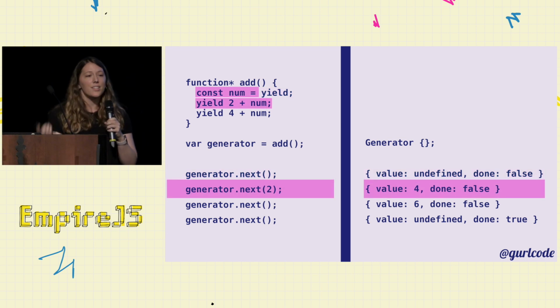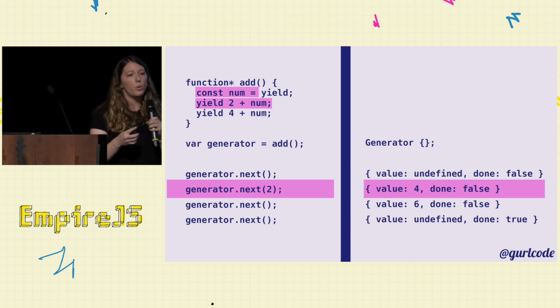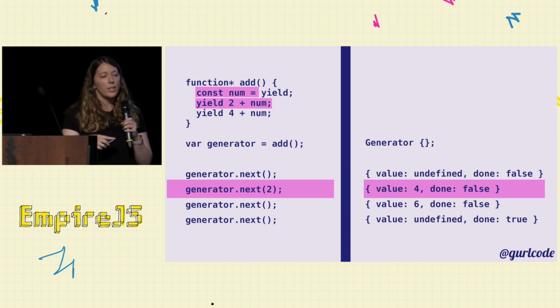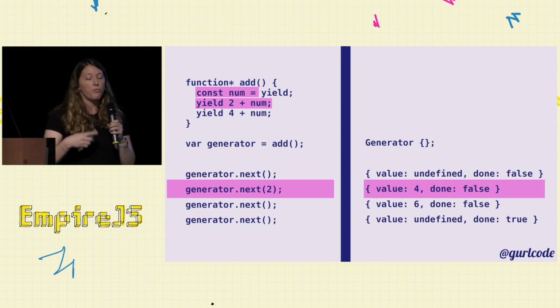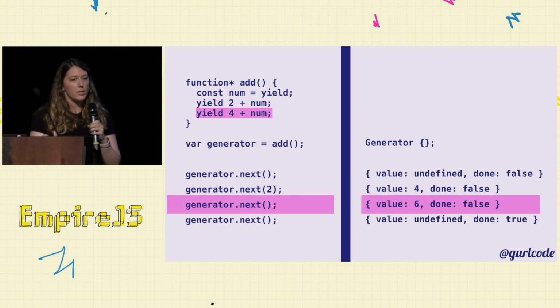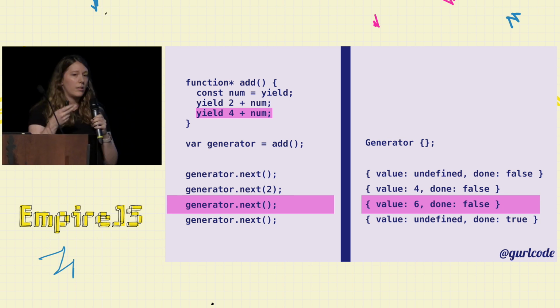Then, on the next call, whatever we pass in to next will take the place of where the yield is. And now the rest of this code can run. So that assignment to the variable will now run. So num is now going to equal 2. We're yielding out 2 plus num, which will be 4. Generator's not done yet. Now we do 4 plus num, 6. Now we call next again, and we're done.